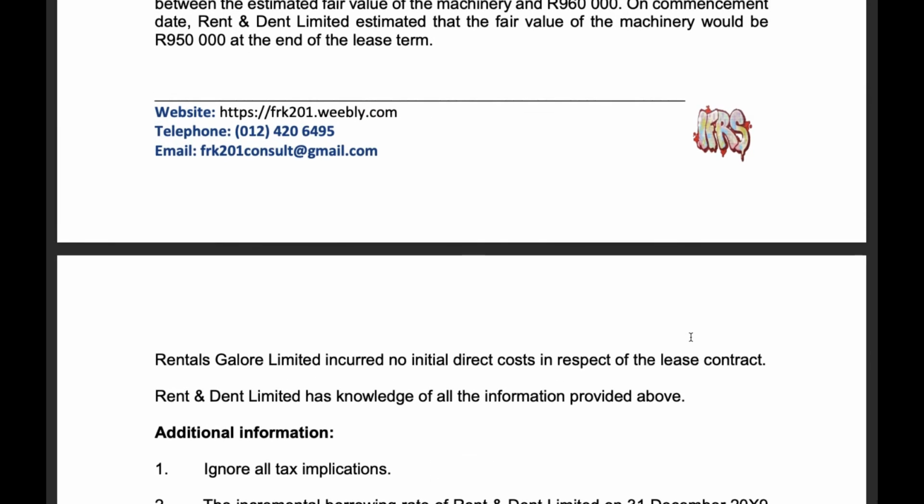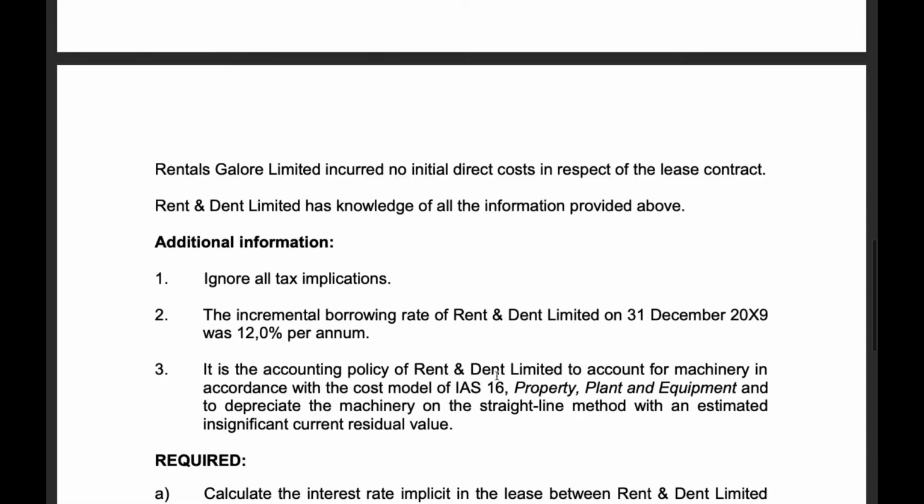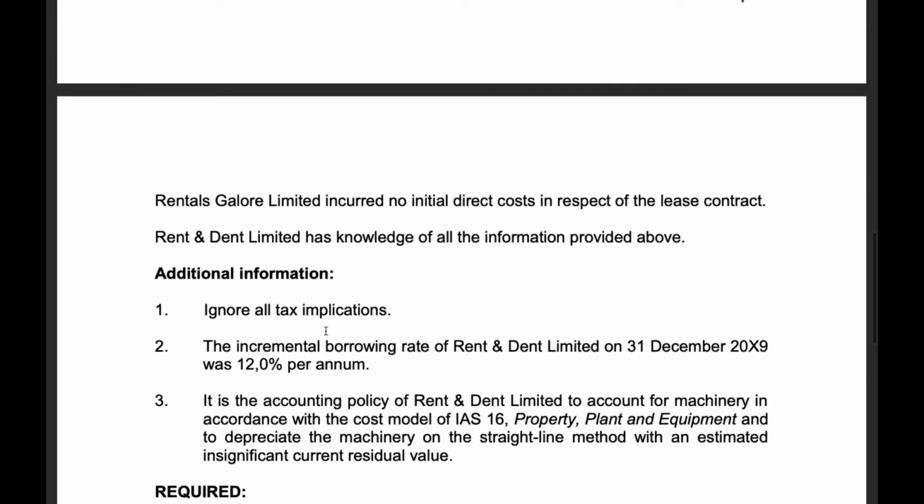Rentals Galore Limited incurred no initial direct costs in respect of the lease contract, and Rent&Dent Limited has knowledge of all of the information provided above. Additional information: ignore all tax implications. The incremental borrowing rate of Rent&Dent Limited on the 31st of December 2009 was 12% per annum. It is the accounting policy of Rent&Dent Limited to account for machinery in accordance with the cost model of IAS 16, Property, Plant and Equipment, and to depreciate the machinery on the straight line method with an estimated insignificant residual value.